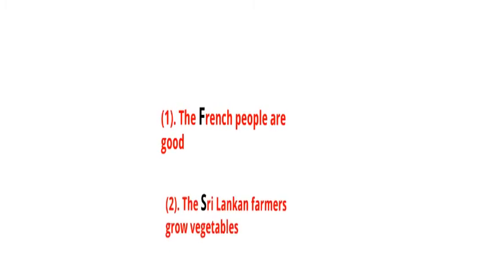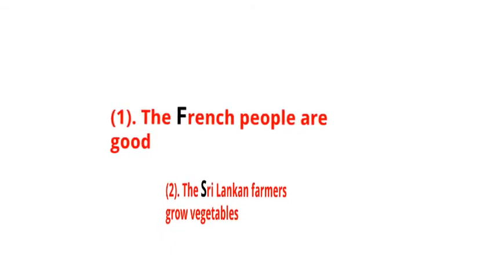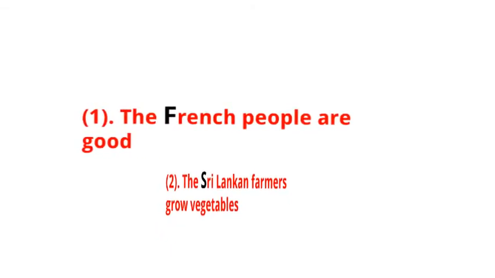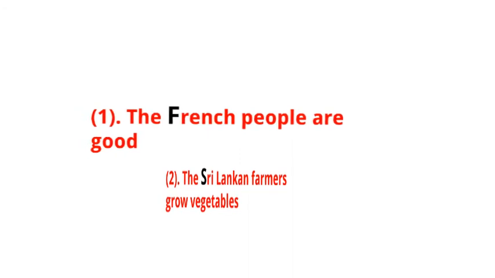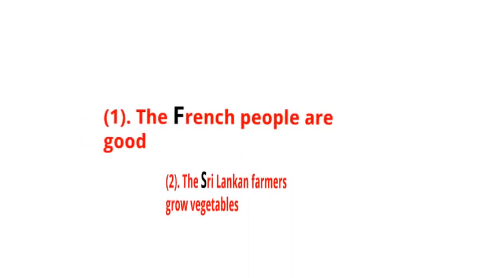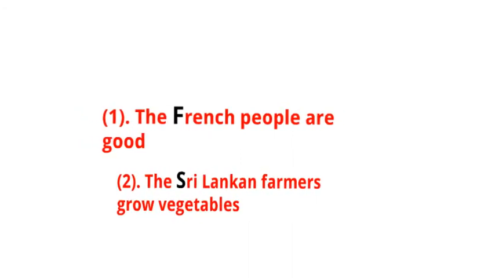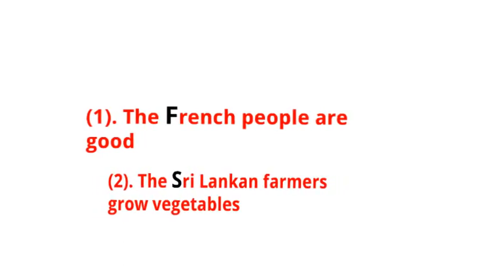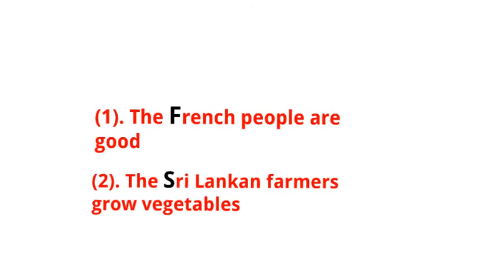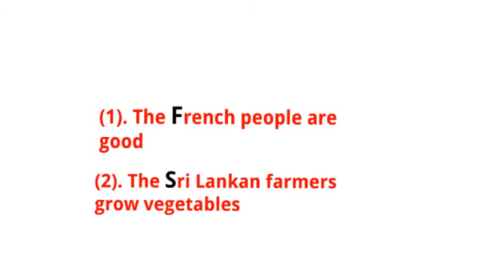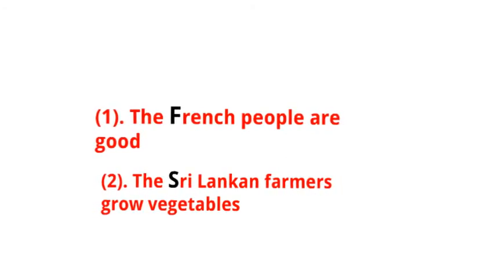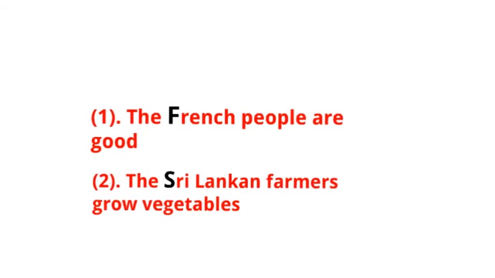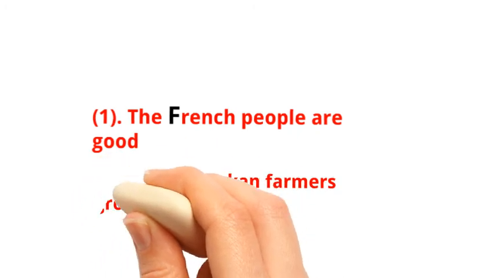Look at the second instance. The Sri Lankan farmers grow vegetables. Here, Sri Lankan is the name of a nation and it is also an adjective here. So we have to write the first letter of Sri Lankan in capital. Here you can see the letter S has been written in capital.